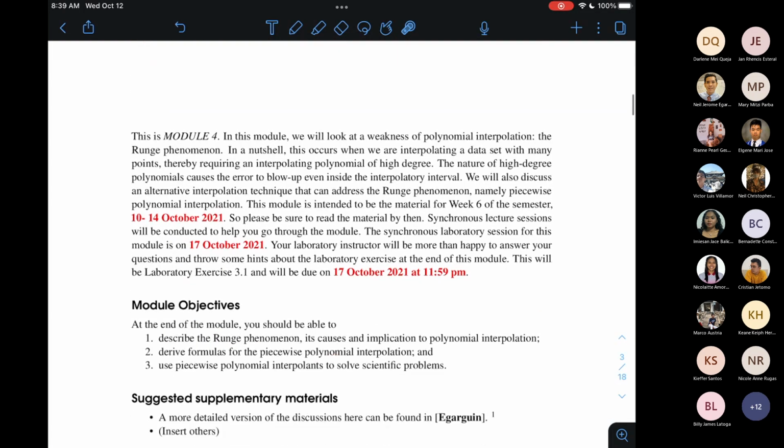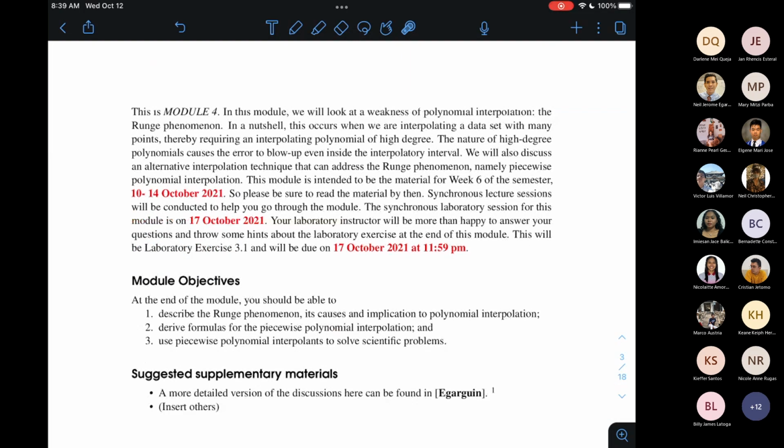So this module is intended for, hindi ko pala nabago yung year, sorry, for the 10th to the 14th of October 2022. Then I expect it will have another laboratory exercise, the first half of Lab Exer 3 on the 17th, right?